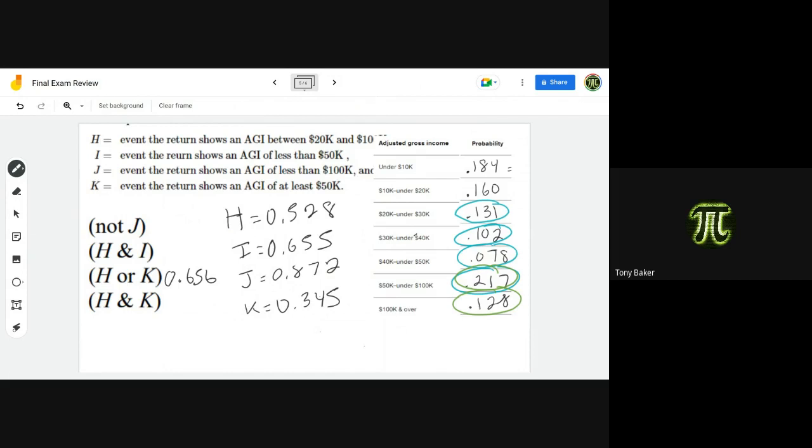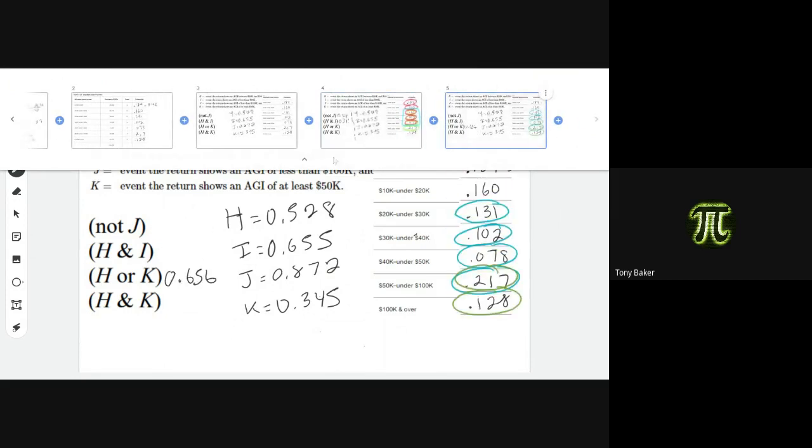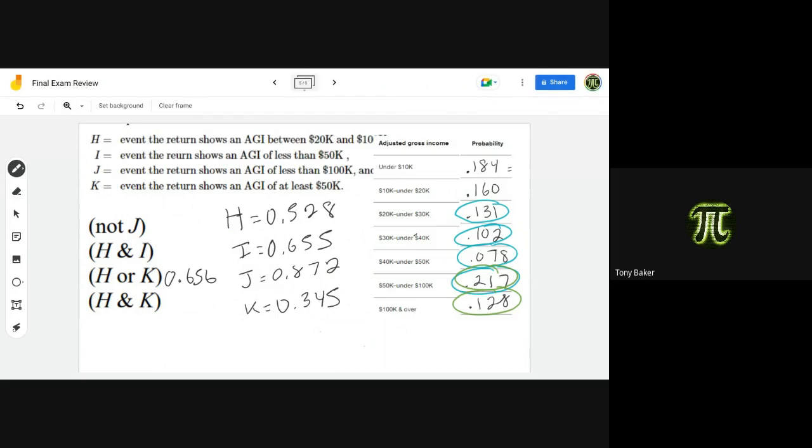How did you get the 656? So since it's or, I'm counting anything I've circled. So I'm adding up all the ones that I've circled. Now the next one says H and K. Since it uses the same ones that I've just circled, the and says the ones that are circled twice. So in this case, there's only one that is circled twice, and it's a 0.217. Because and means the overlap.